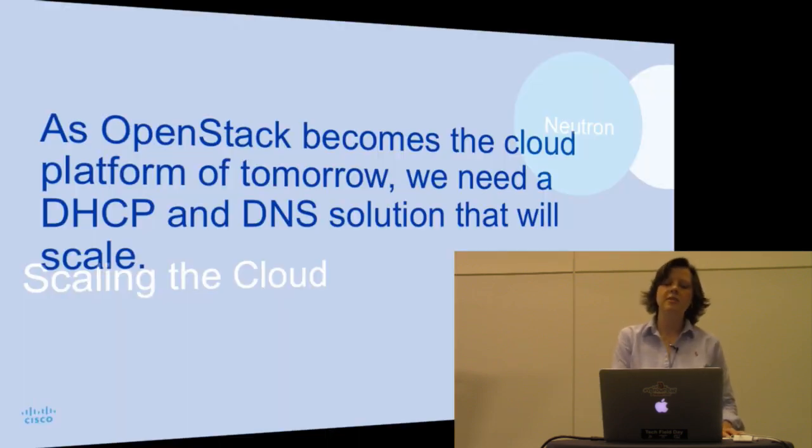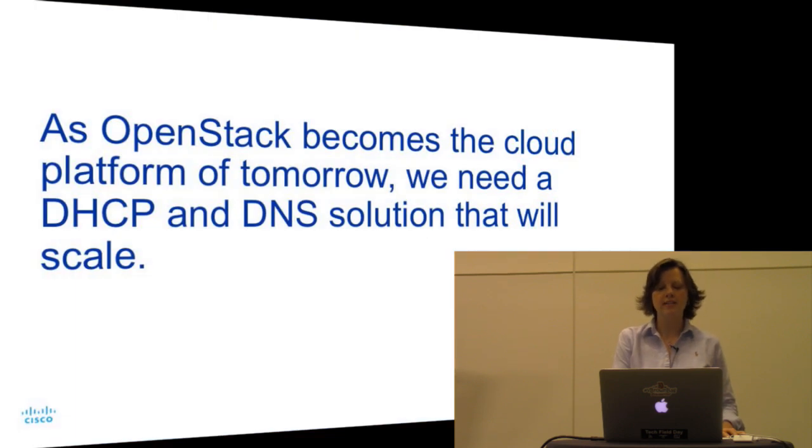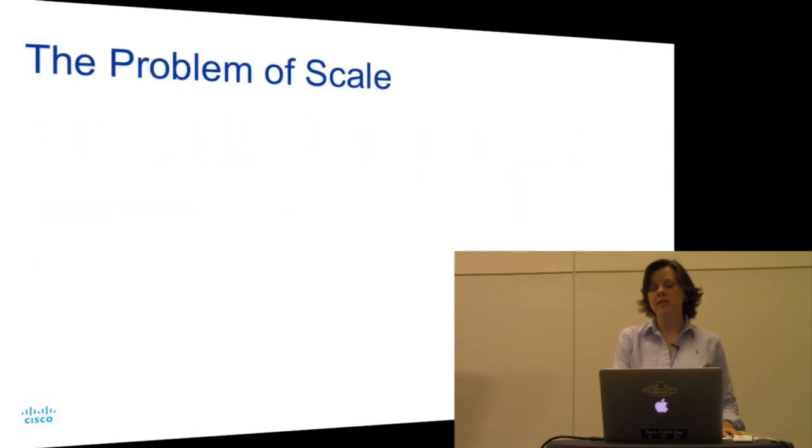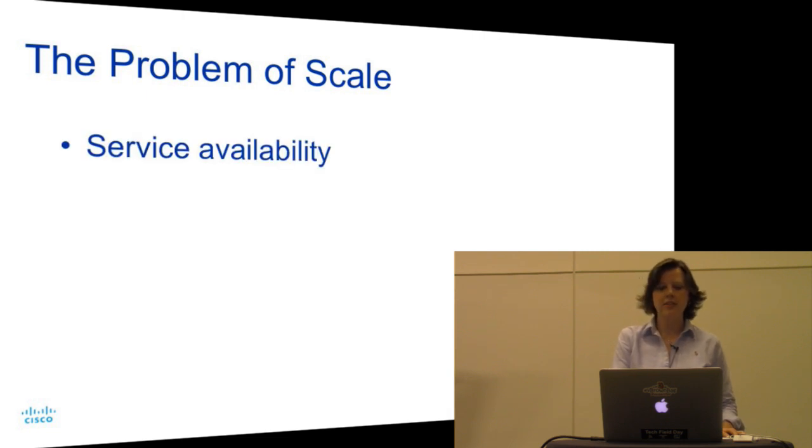Okay, so let's talk about scaling the cloud now that we have our basic architecture down. As OpenStack becomes the cloud platform of tomorrow, we need a DHCP and DNS solution that's going to scale. And now let's talk about the problem of scale with dnsmasq in particular. First, let's talk about service availability.